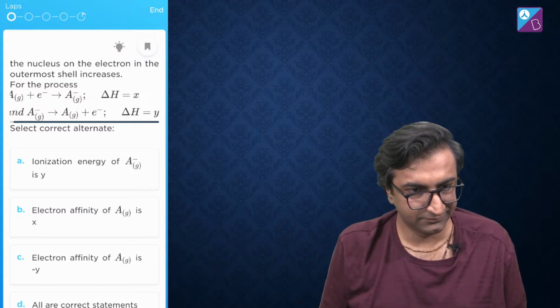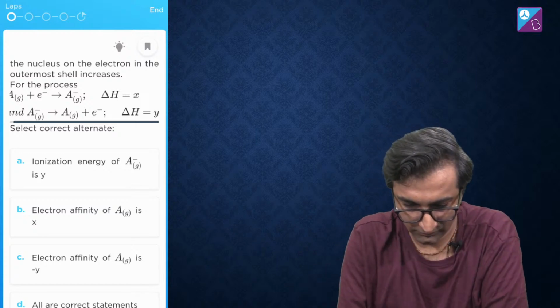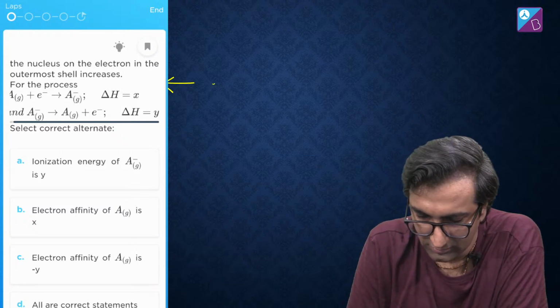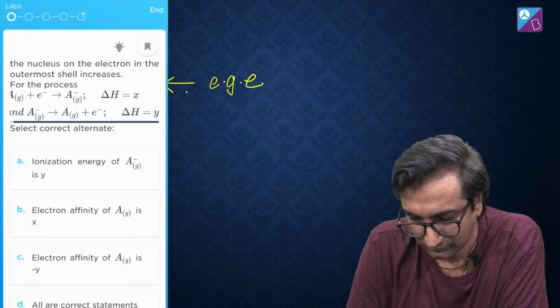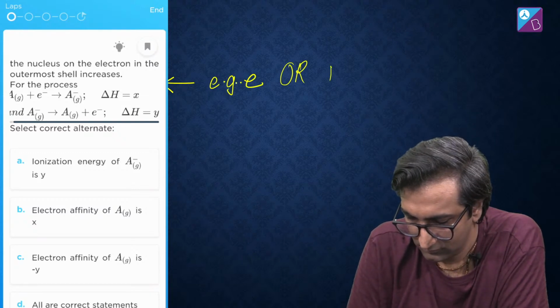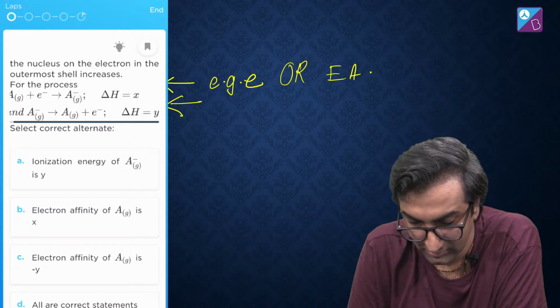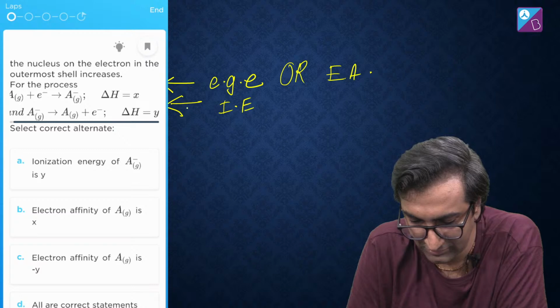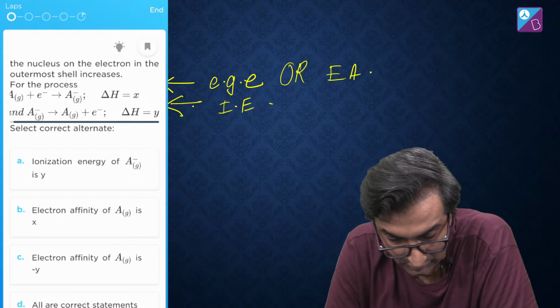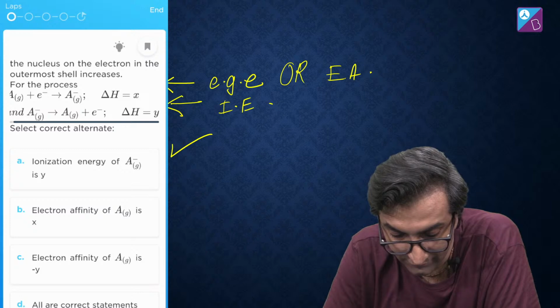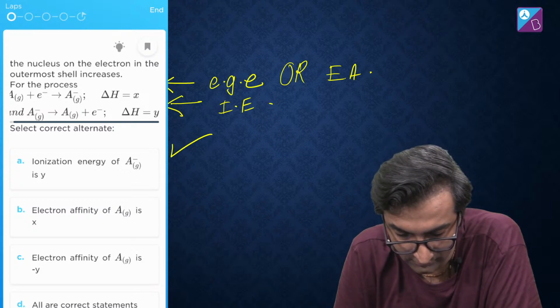The first one right here. That's the definition of, okay, this right here is the definition of ionization energy. So ionization energy of A minus is Y. A is correct. Electron affinity of A is X.